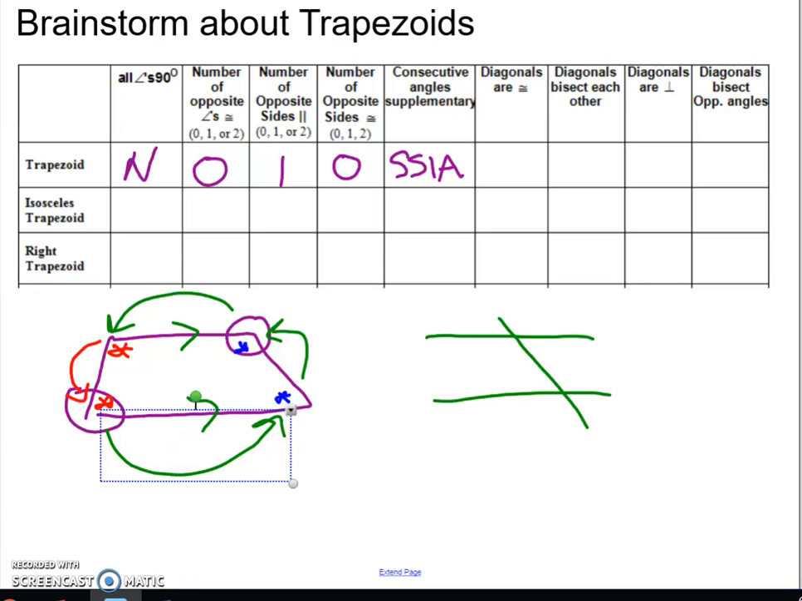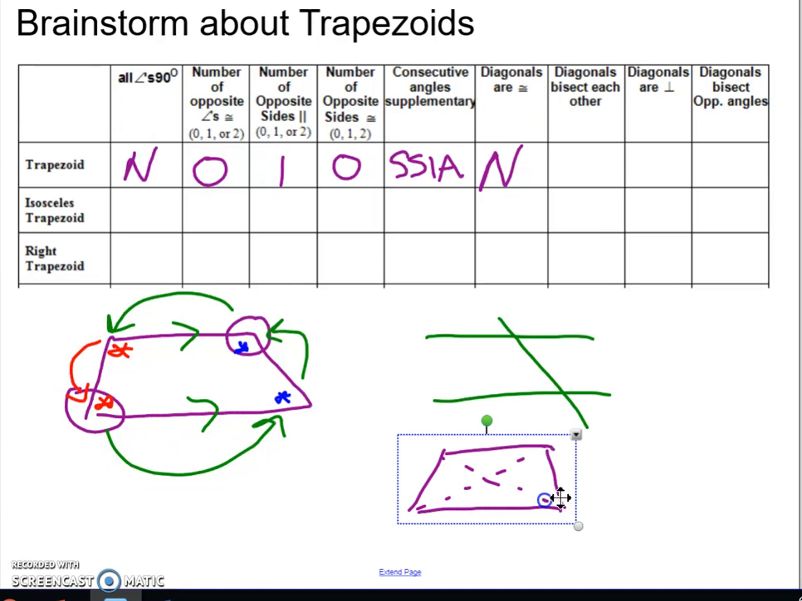Diagonals are congruent? No. I'll draw another trapezoid for you. This diagonal and this diagonal are not necessarily congruent. They don't bisect each other, they're not perpendicular, and they don't bisect opposite angles.